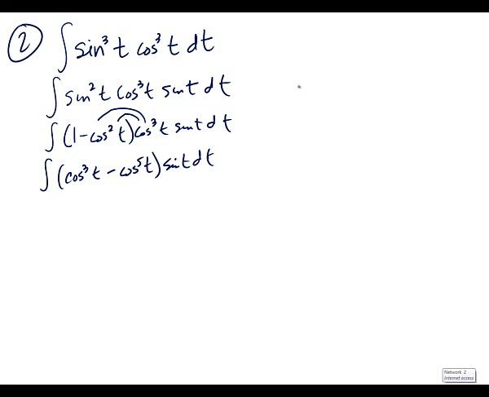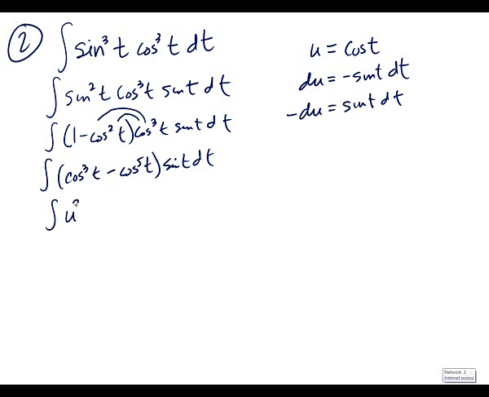Alright, now we're going to use a u substitution. So u is going to be cosine t. So du is going to be, the derivative of cosine is negative sine t dt. I don't have the negative, so I need to move that over to the other side. Alright, now let's substitute in. So for the cosine, I'm putting in u cubed minus u to the 5th. For the sine t dt, I'm putting in negative du.